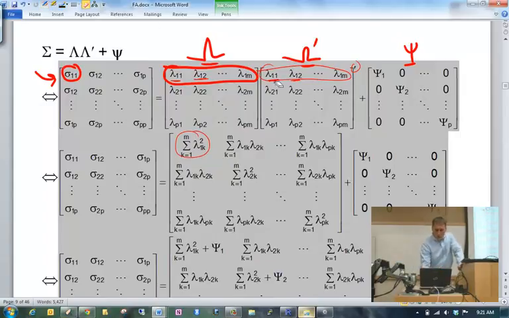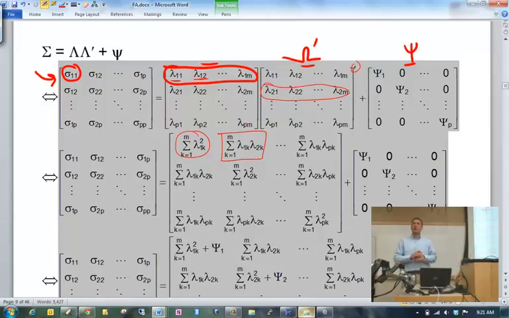Okay, let's do the resulting 1,2 entry of this matrix multiplication. I'm going to take the first row of lambda times the first row of lambda prime. And I get the sum of these lambdas multiplied by each other.